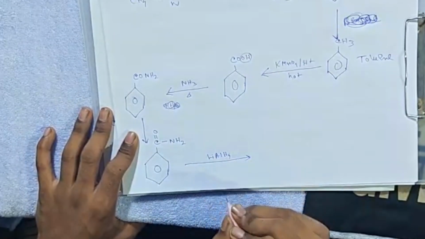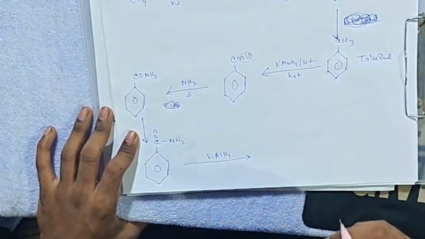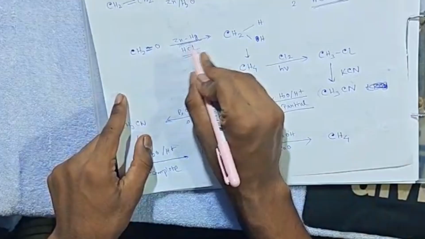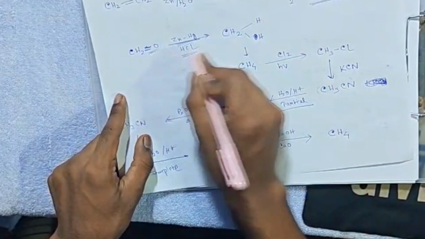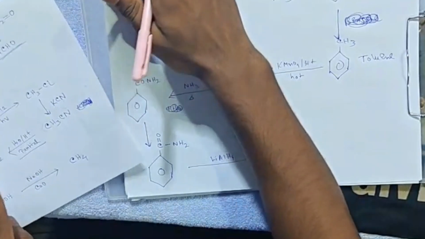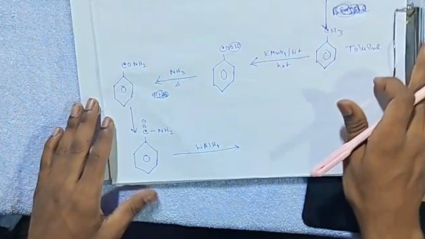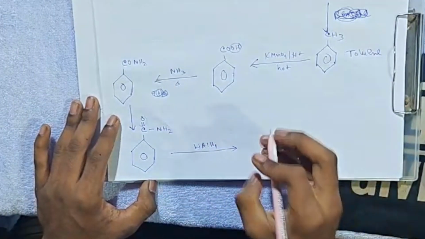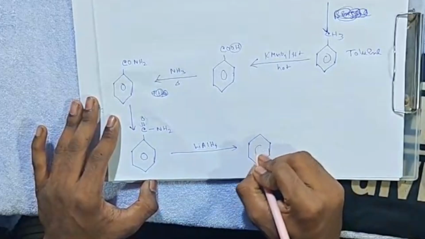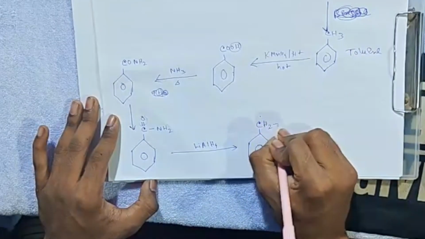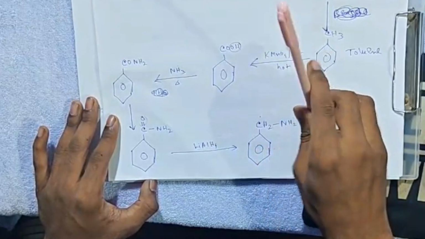LiAlH4, it is also a reducing agent like ZnHg/HCl that we have used earlier. With ZnHg/HCl the O was removed and two hydrogens attached, and CH4 is formed. Same way, when LiAlH4 is given, this oxygen is also removed and in the place of oxygen, two hydrogens are attached. So it will form this product, CH2 and here NH2. Simple.